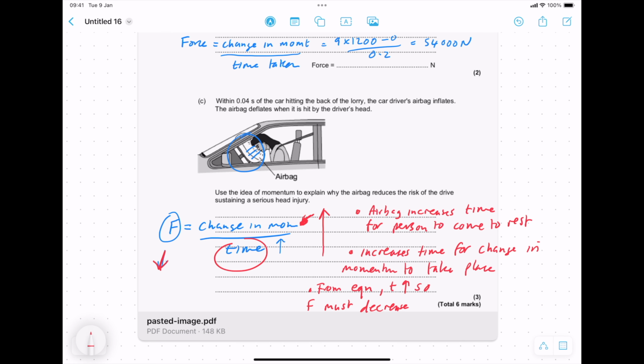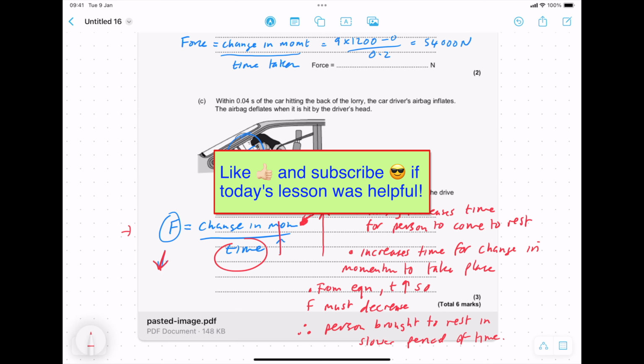So F must decrease, and that is the result of this change in momentum happening over a longer period of time. Therefore, the person is brought to rest in a longer period of time. So to summarize, increase the time, the change of momentum remains the same, and the force must decrease as a result.